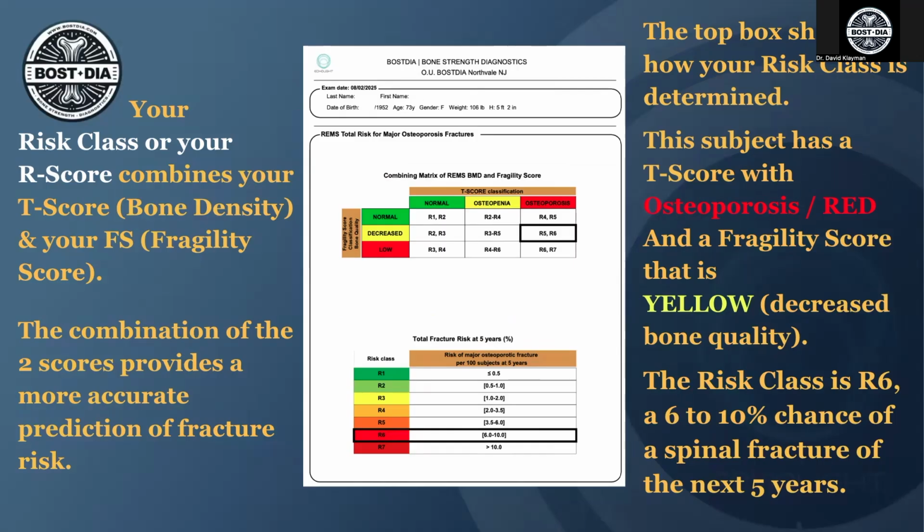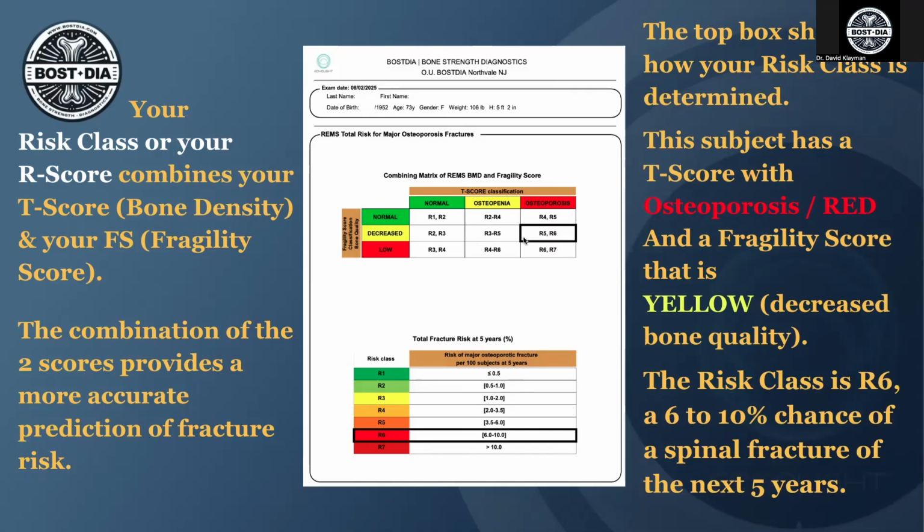We have the ability with REMS to combine the T-score and your fragility score to allow you to know what risk class you are in. Let's define that here. On the top, there is a box that combines your osteoporosis, penia, or normal T-score with your fragility score. Now, this person, as you may remember, was in the osteoporosis range. So we would stick with this right side column, and we would look on the left where their fragility score was. Now, they had a yellow or decreased fragility score.